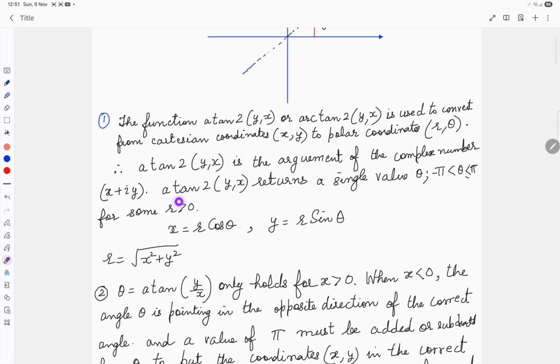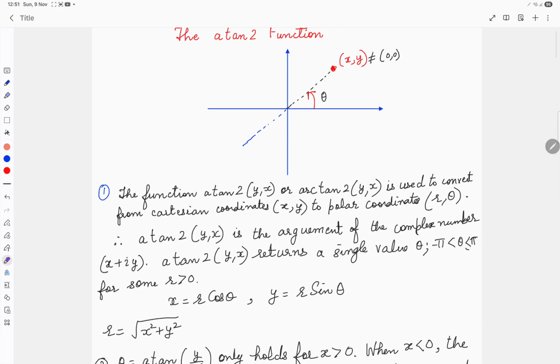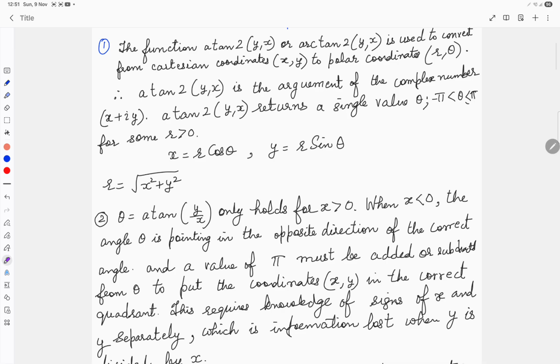Now this function atan2 of y comma x will return a single value, which is the theta value, and this theta value will range between minus pi open interval to pi closed interval for some radius r. Now this is the radius r for a circle. This point x comma y lies on the circumference of that circle. In that case, x is r cos theta and y is equal to r sin theta. These are normal trigonometric relations, and our radius is given by the square root of x square plus y square.